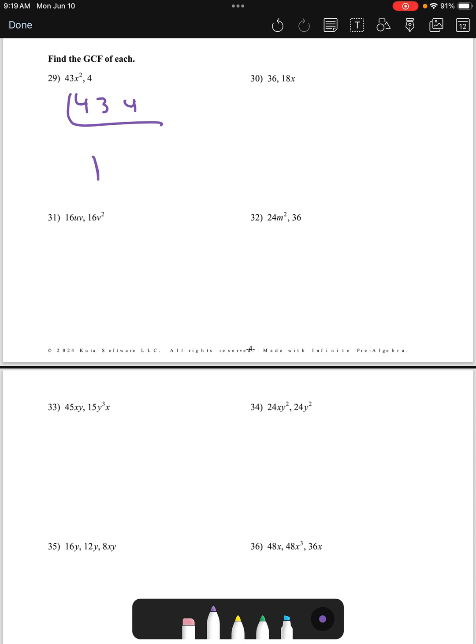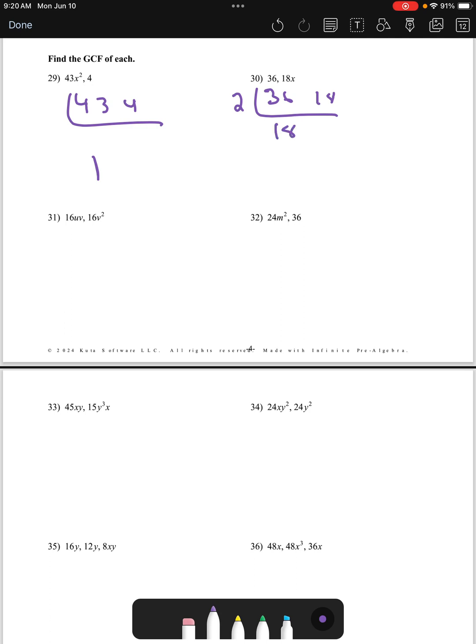How about variably? The first term has x to the second power. The second term has no variables at all. Greatest common factor means the variable has to be common to both in order to be part of the greatest common factor. Since nothing is shared here, there's no letter in our answer.